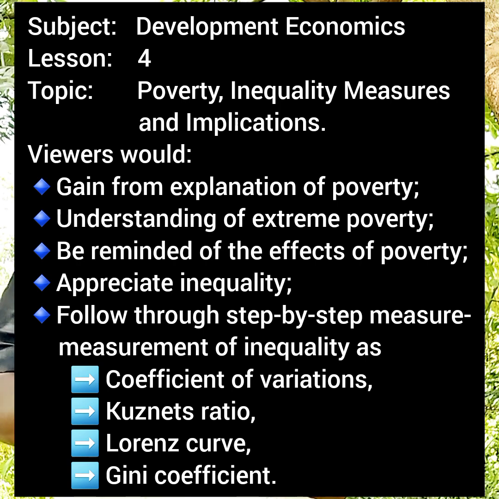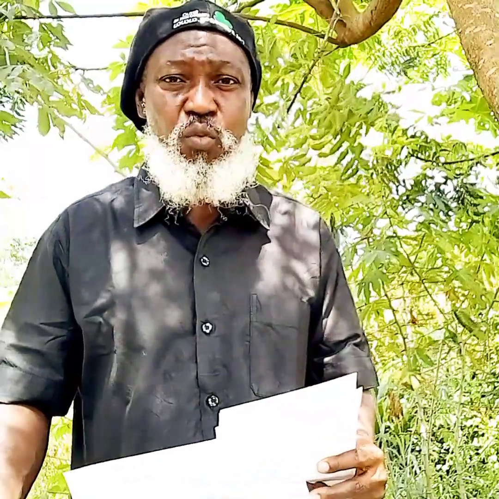measured, what inequality is and how it's measured, especially from the coefficient of variation, and then the Kuznets ratio, the Lorenz curve, and then the Gini coefficient. It's not going to be calculations. It's going to be very simple so that anyone who is watching can understand, and that is what I can assure you. So here we go. All right.